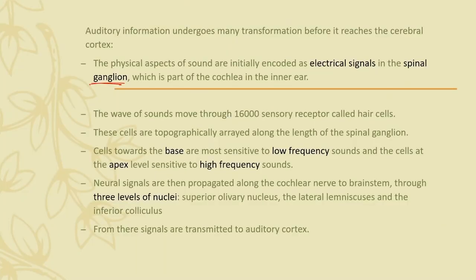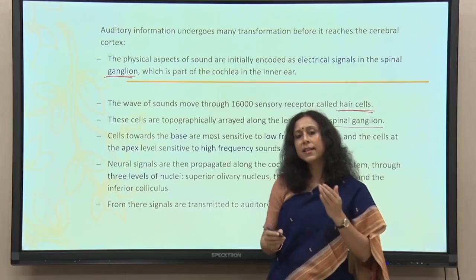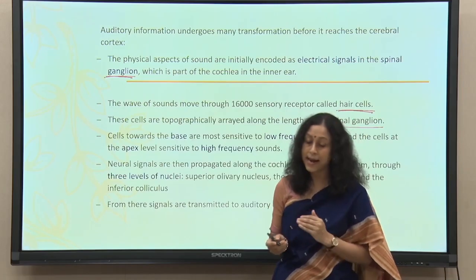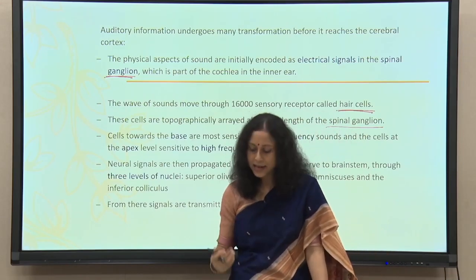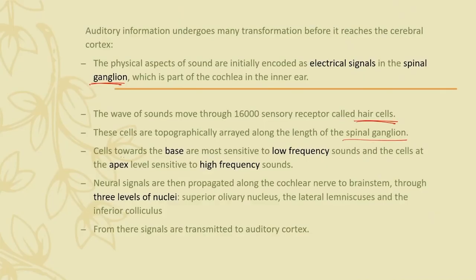Now, this wave of sounds that has been taken in through the inner ear, in the form of electrical signals, will move through thousands, in fact 16,000, sensory receptors which are called the hair cells. The wave travels through the hair cells and then goes through a long winding way. These cells are topographically arrayed along the length of the spinal ganglion. There is a very fine and nuanced arrangement of those cells as they carry the information to the cortical regions. The cells towards the base are sensitive to low frequency and the cells at the apex, the top level, are sensitive to high frequency sounds.